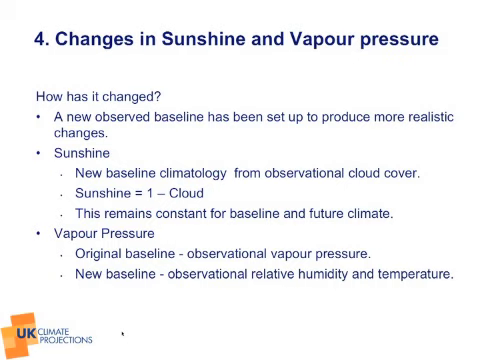They have therefore had to be calculated from variables that are available, such as cloud, relative humidity, and temperature. So for sunshine, the calculation of 1 minus cloud has been used, which remains constant for the baseline and future climate, and for vapor pressure, observational relative humidity and temperature have been used. These amendments now show more realistic changes.